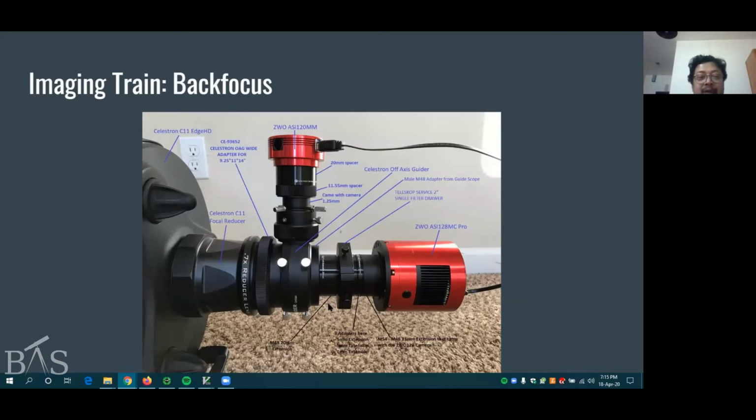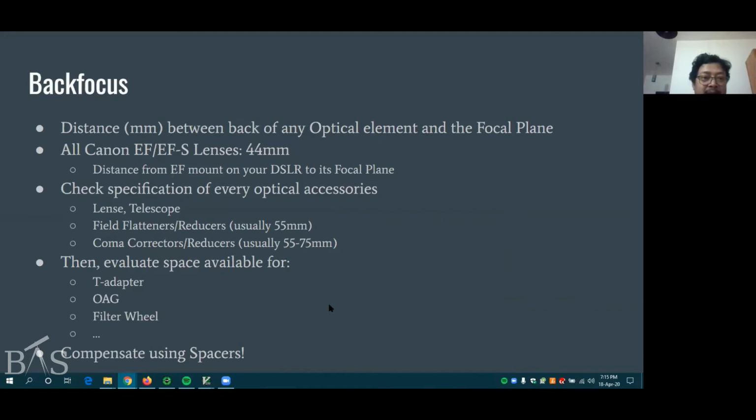All this boils down to a concept called backfocus. What is backfocus? It's basically the distance between the back of any optical element and the focal plane. For example, for all Canon EF lenses, the back focus is 44 mm. All Canon lenses attach to the Canon mount at the same place, and will focus the light onto the DSLR focal plane at exactly 44 mm. No matter which Canon DSLR model you talk about, whether it's entry level, a 5D, 1DX or 5D Mark III, the camera may look bigger, but the back focus is always 44 mm.